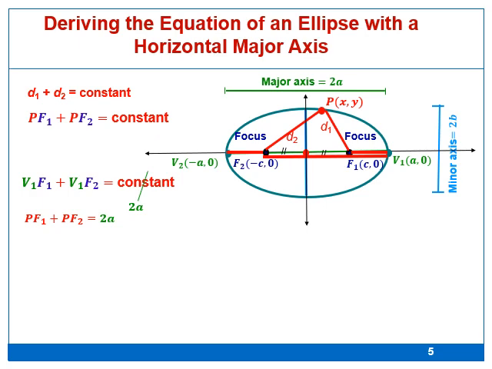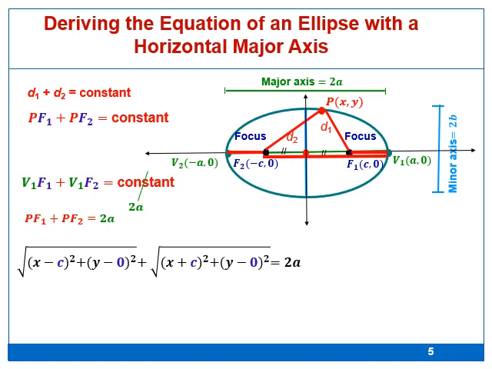Now we'll use the distance formula to find the distance between P and F1 and the distance between P and F2. So it will be the square root of (x minus c) all squared plus (y minus 0) all squared, plus the distance PF2, which is the square root of (x plus c) all squared plus (y minus 0) all squared, is equal to 2a. We'll perform a series of algebraic steps to reach this equation. All the details will be found at the end of these slides.